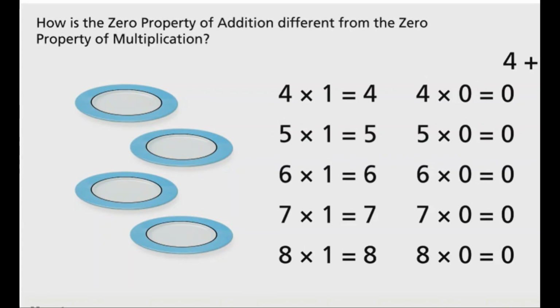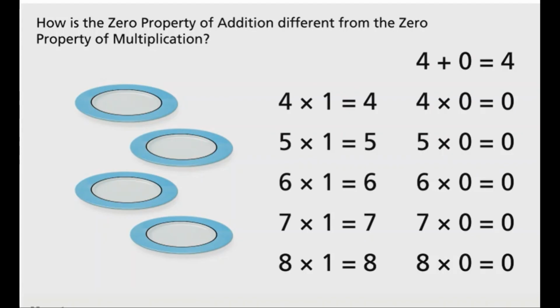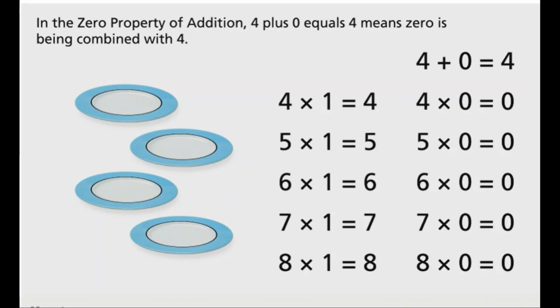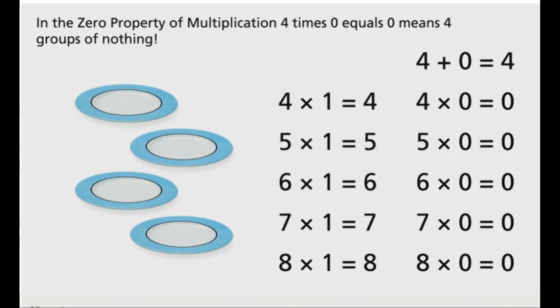How is the 0 property of addition different from the 0 property of multiplication? In the 0 property of addition, 4 plus 0 equals 4 means 0 is being combined with 4. In the 0 property of multiplication, 4 times 0 equals 0 means 4 groups of nothing.